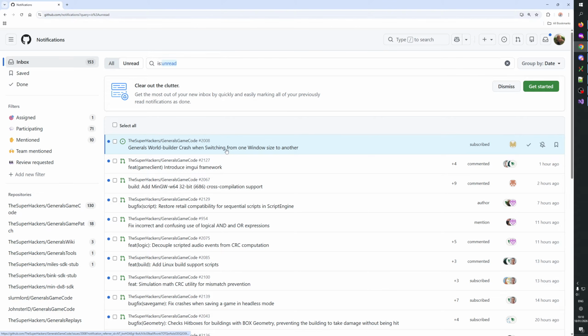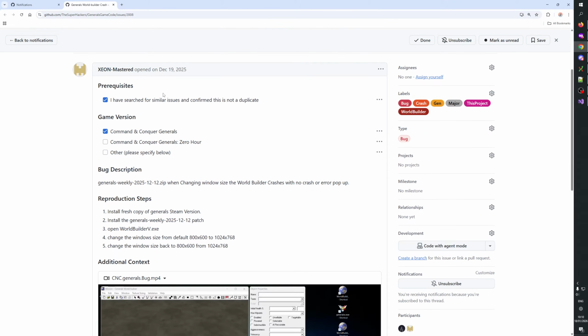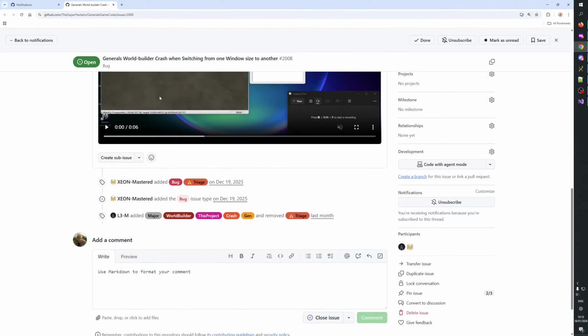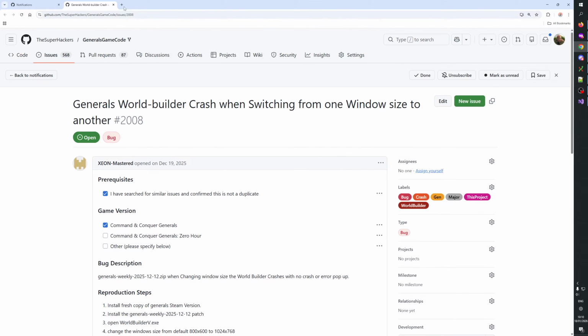Word builder crash when switching from one window size to another. What is this? Okay, changing window size. Okay.